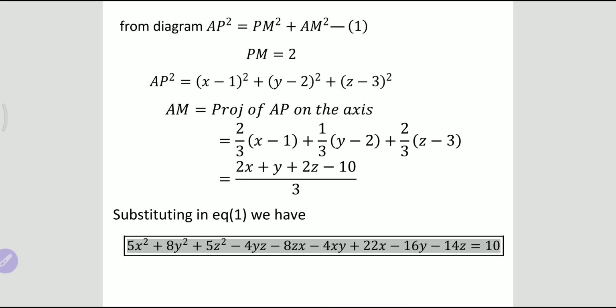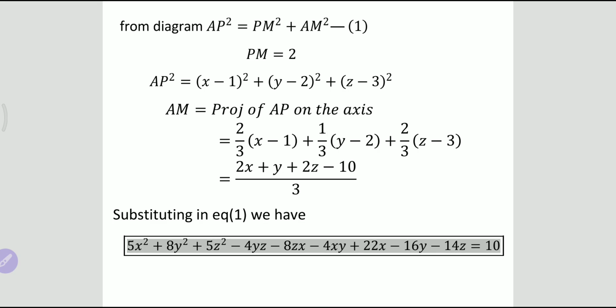So AM is nothing but what? It's a projection of AP on the axis. So here you have to remember two things. Now since it is a projection of AP, what you have to do? You have to find out the direction ratios of the AP.